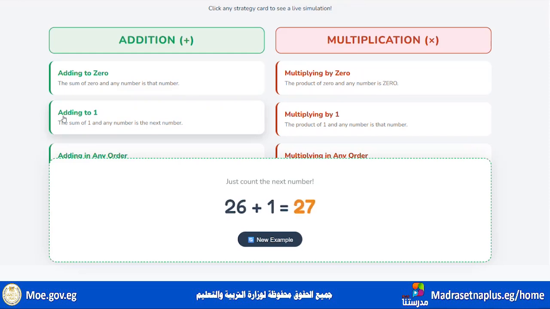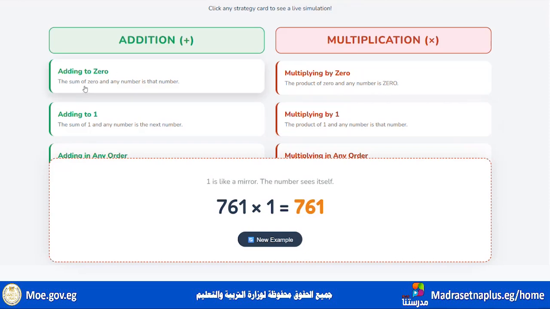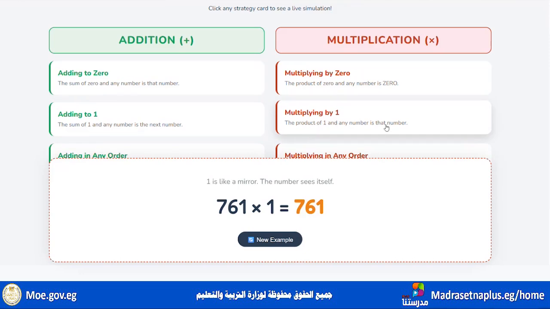Adding to 1. What about multiplying by 1? The product of 1 and any number is that number. 2 times 1 equals 2. 3 times 1 equals 3. 1 times 7 equals 7. Okay? 1 is like a mirror. That means the number sees itself.